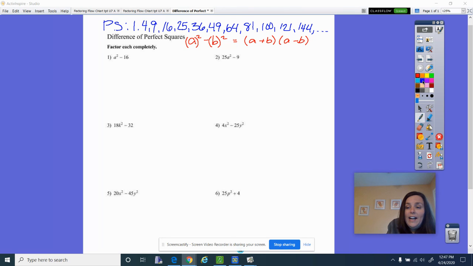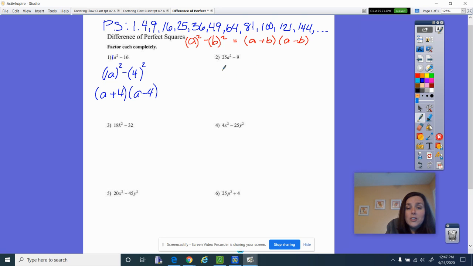So let's look at number 1 here. Is a squared a perfect square? Yes, because don't forget there's that invisible 1. Is 1 a perfect square? Yes. Is 16 a perfect square? Yes, it's on my list. So the square root of 1 is 1, the square root of a squared is a, and the square root of 16 is 4. So I have my a, I have my b: a minus 4 or a plus 4, it doesn't matter, times a minus 4.